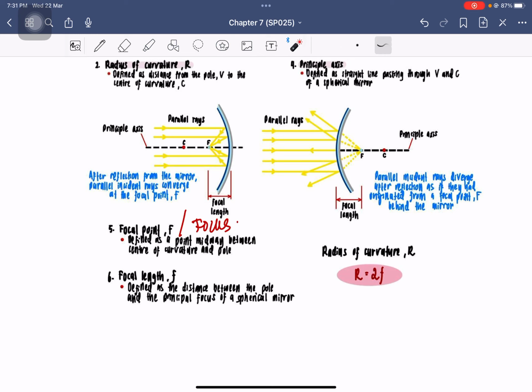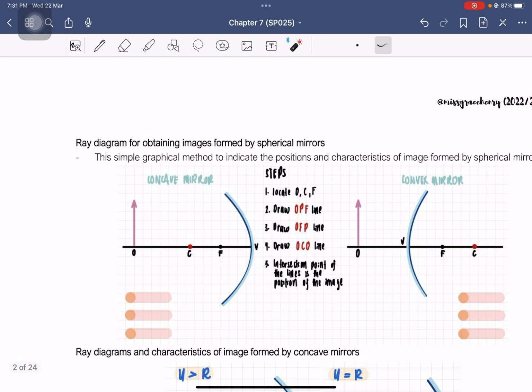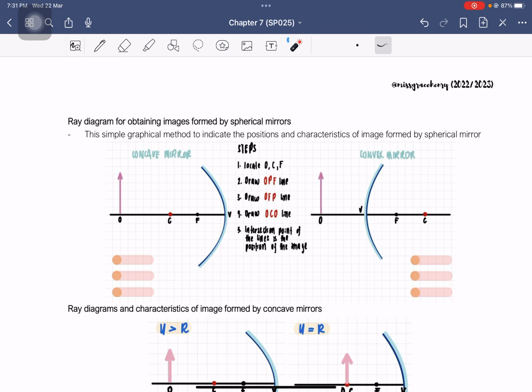Right, so how do we calculate the radius of curvature? We're just going to use this formula given here, which is R equal to twice the distance between the pole and the principal focus, which is the focal length. Right, so now let's go on to the ray diagram. How do we sketch the ray diagram in order to obtain the image formed by mirrors?